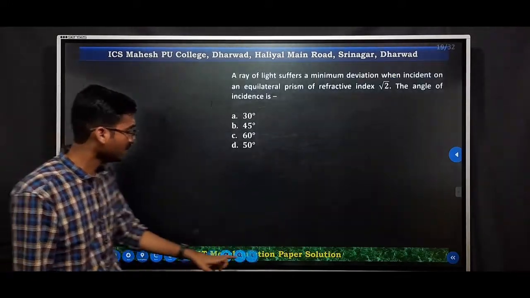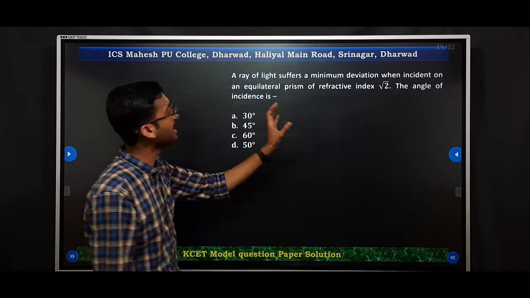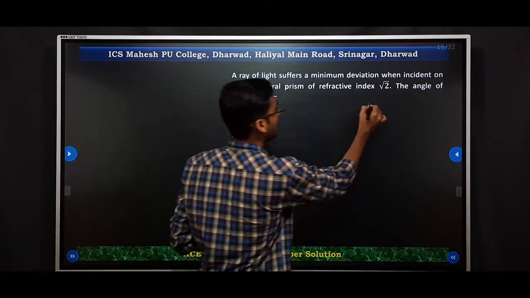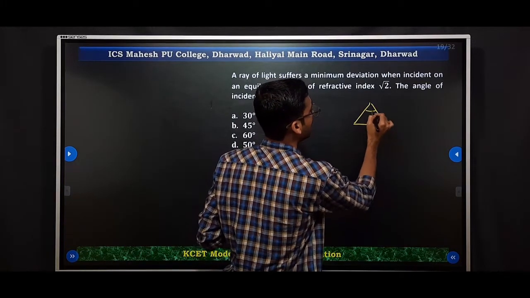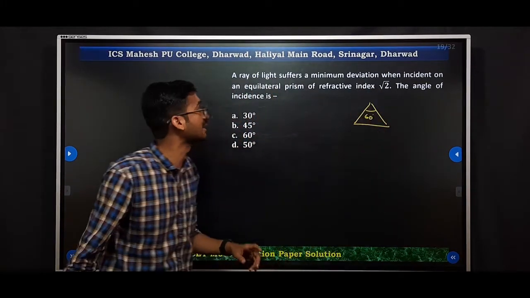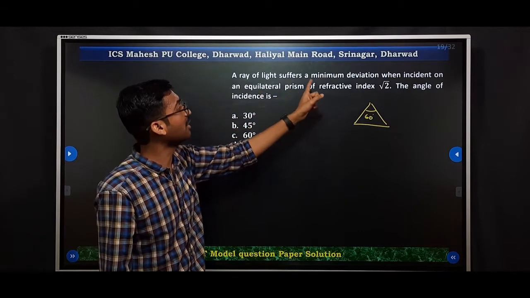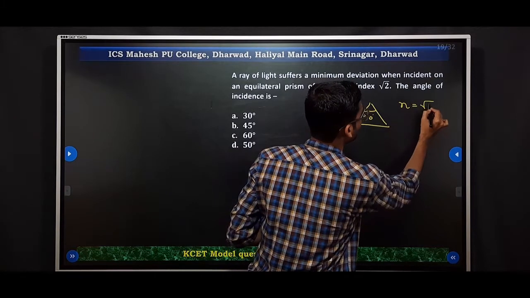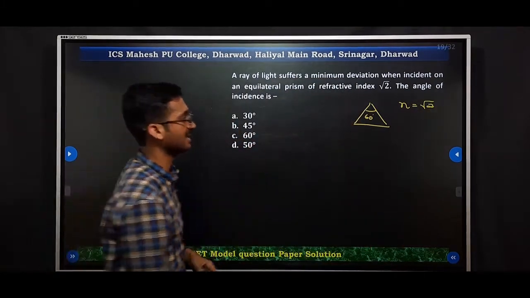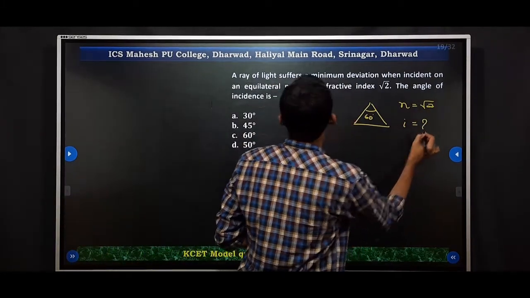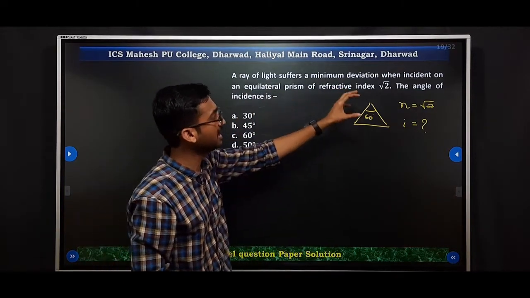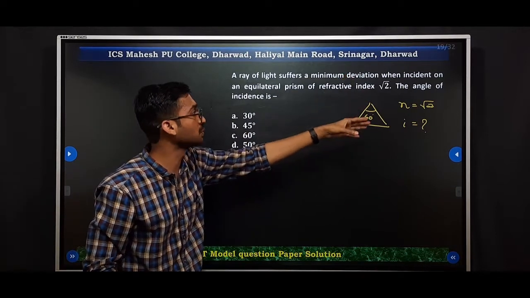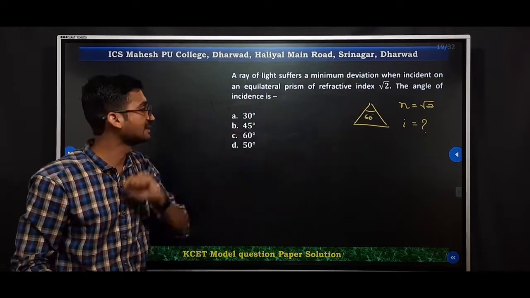Moving on to the next one. A ray of light suffers the minimum deviation when incident on an equilateral prism, which means the angle of prism is 60 degrees, of refractive index n is equal to root 2. The angle of incidence is what they are asking.